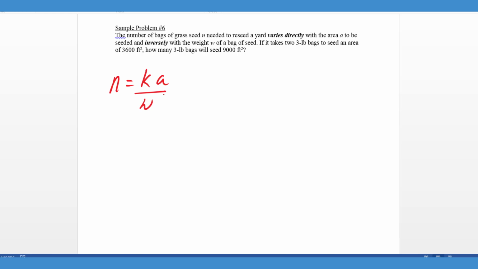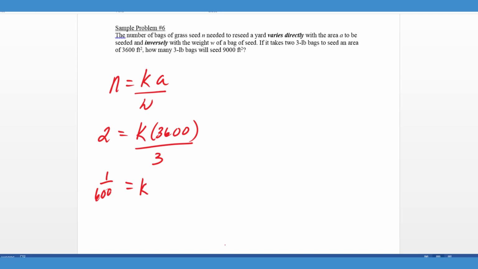And so if we look at this, it says it takes two 3-pound bags of seed to cover an area of 3,600 square feet. So we have 2 bags of grass seed. We don't know what our constant of variation is. We're looking for a 3,600 area of a 3-pound bag, the weight of a 3-pound bag. So there we go. And then we can simply solve for K. K is going to equal basically 1 over 600. If you plug that in and you got a decimal, that's perfectly acceptable, and you can go from there.